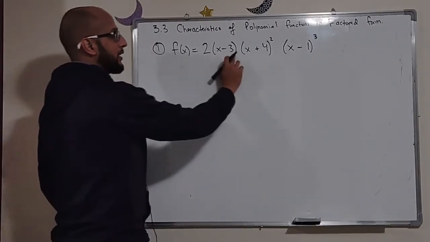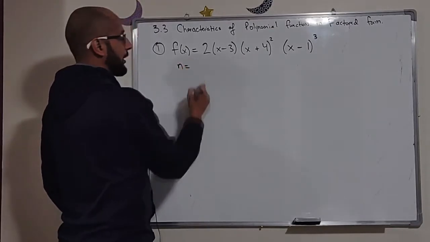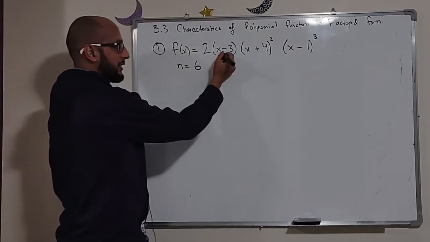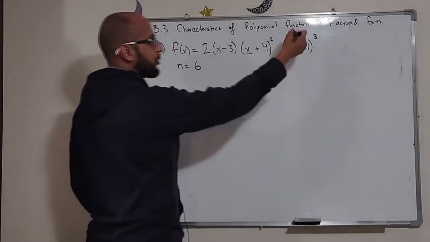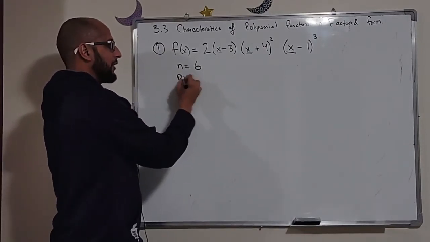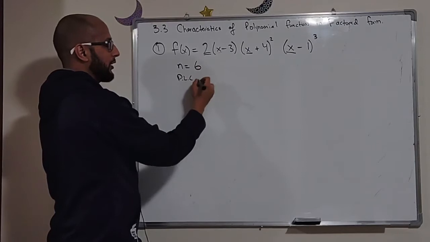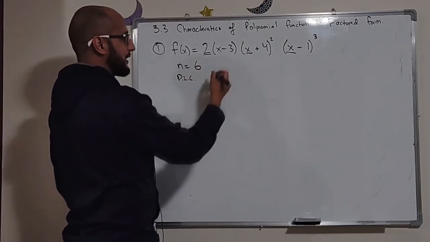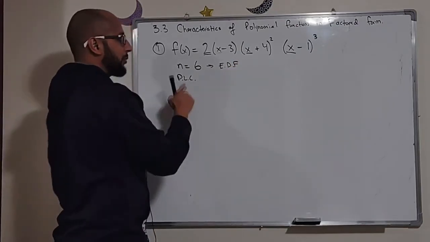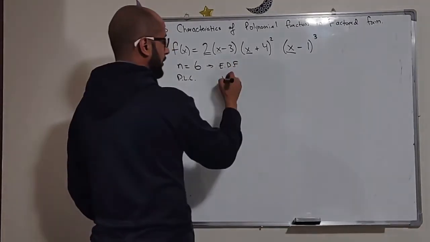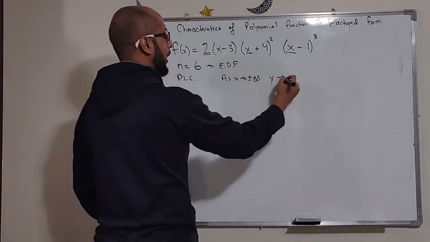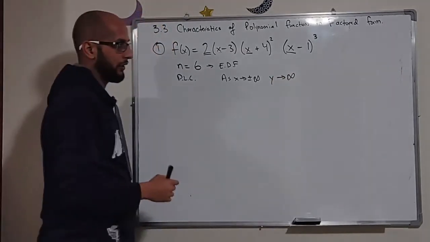First thing is the degree of this function is going to be 3, 4, 5 plus 1. It's going to be 6, because this is x squared, x cubed. Once you multiply them all together, you'll get x to the power of 6. We have a positive leading coefficient, right? And we know that this is an even degree function. Because it's an even degree function with a positive leading coefficient, as x approaches positive and negative infinity, y will approach positive infinity.